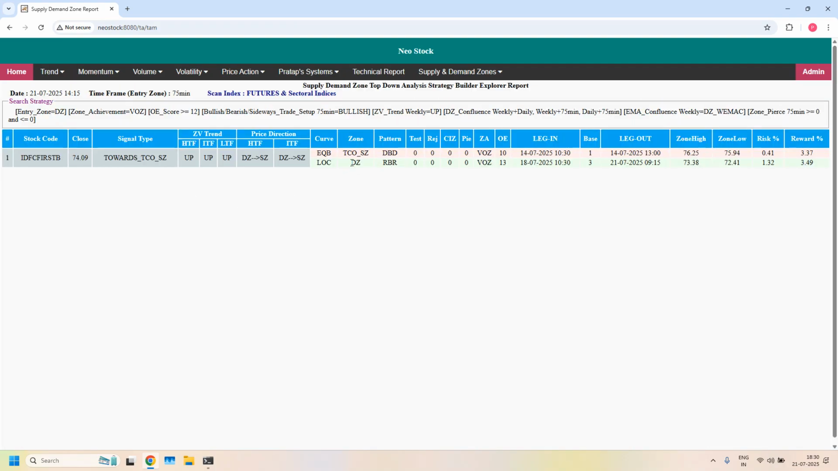That way, this 75 minutes demand zone might be having more high probability to get success, provided less than 20 checklist items should satisfy. Otherwise, there are higher chances zone might be violated. Okay, this is about bullish trade setup for weekly income trade.